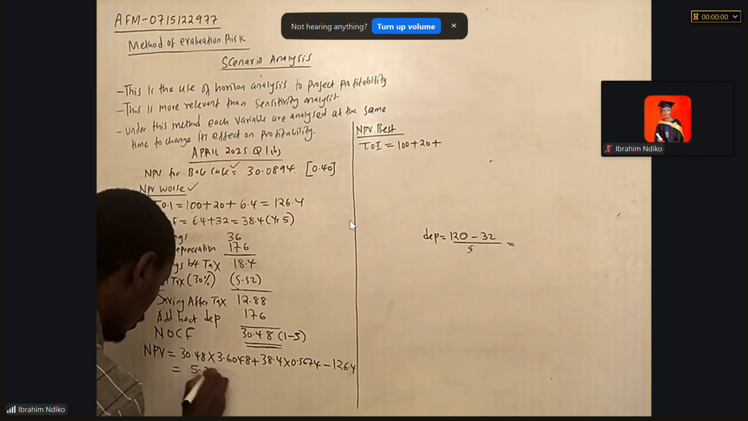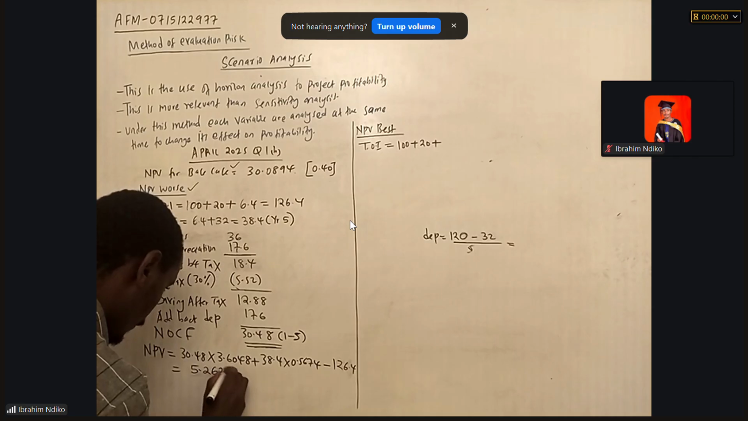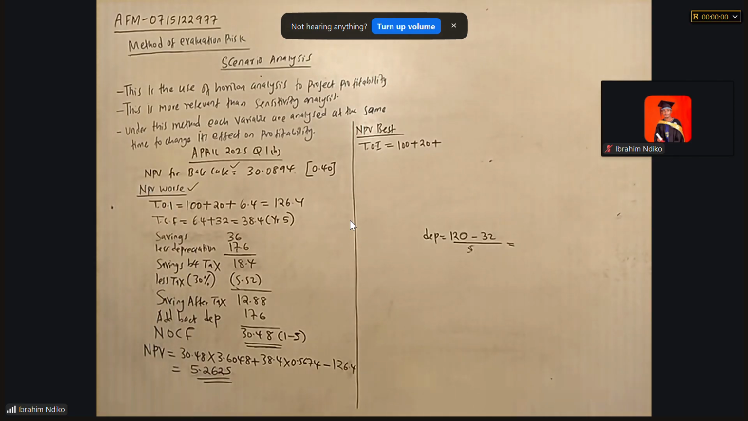So 5.2625. Have you seen how we have done it? Are we okay up to here? Yes. Let us go to the next NPV for the best.